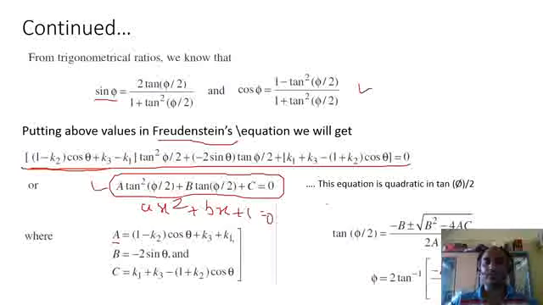Then you will get the value of phi: this tan will go to the other side and become tan inverse, and this 2 will go to the other side, so phi equal to 2 tan inverse of minus b plus minus under root b square minus 4ac upon 2a. So after doing this analysis, we are going to get this phi.